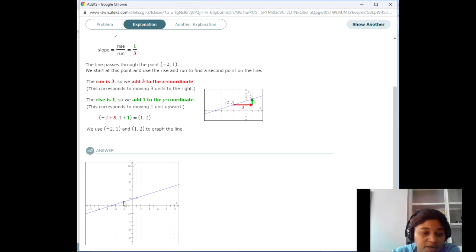And then what we need to do is run 3. So we'll run 3. So that'd be 1, 2, 3. And then we will rise 1. So we'll go up 1. And so then that gives us our next dot there. And so the only thing we have to do next is just draw our line straight across. So we have all of our points. Okay, let's move on to the next problem.